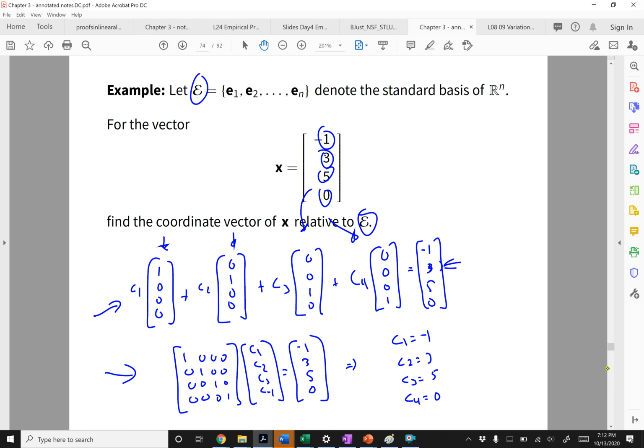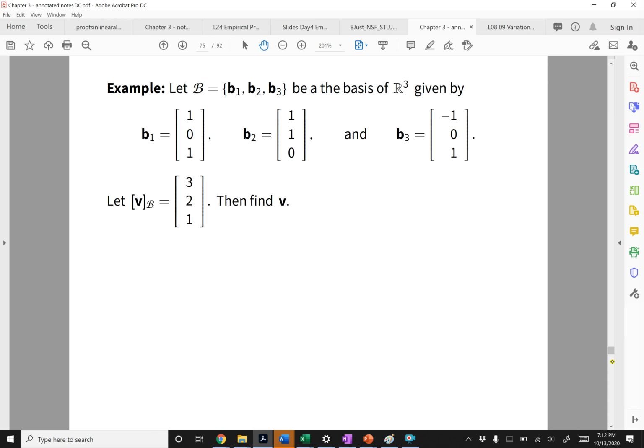is I have to have this one multiplied by something, and that something's only C2. So C2 has to equal 3. All the other terms are 0 in that row. So C2 has to equal 3, C3 has to equal 5, C4 has to equal 0. So this is the coordinate system you're already used to thinking about.